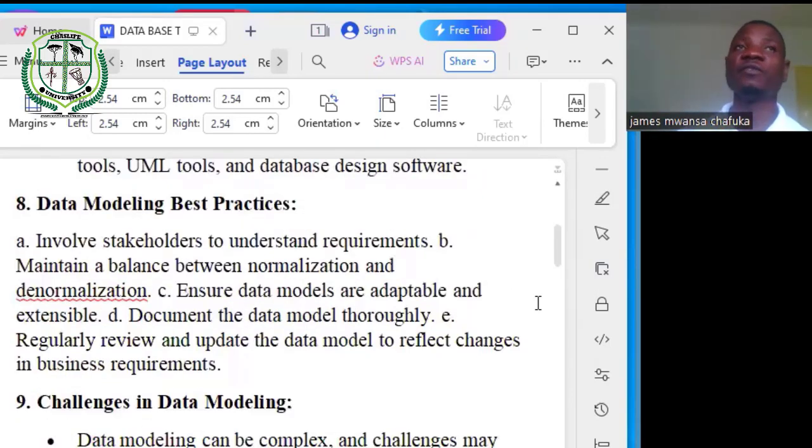Okay, and then we also have the aspect of data modeling best practices. Under data modeling best practices, it mainly involves stakeholders to understand requirements. That is very important here. The stakeholders should be able to understand the requirements, and then also maintain a balance between normalization and denormalization, to manage data redundancy and minimize duplication. And then there is also an aspect of ensuring data models are adaptable and extensible. And then we have to document the data model thoroughly, and regularly review and update the data model to reflect changes in business requirements.